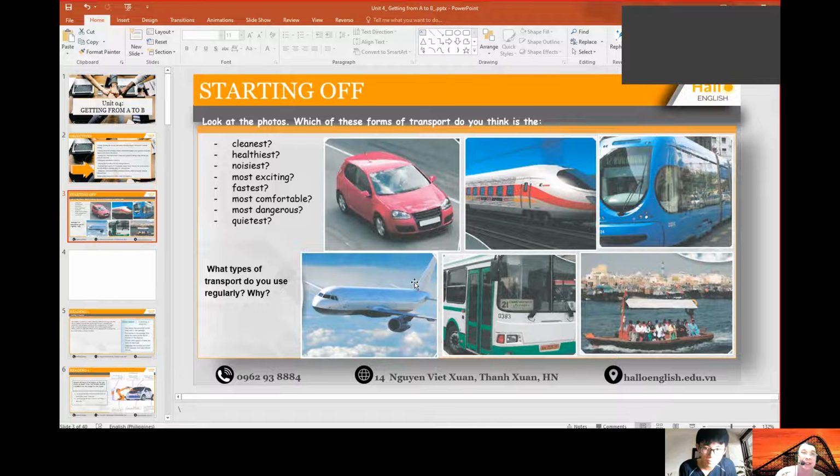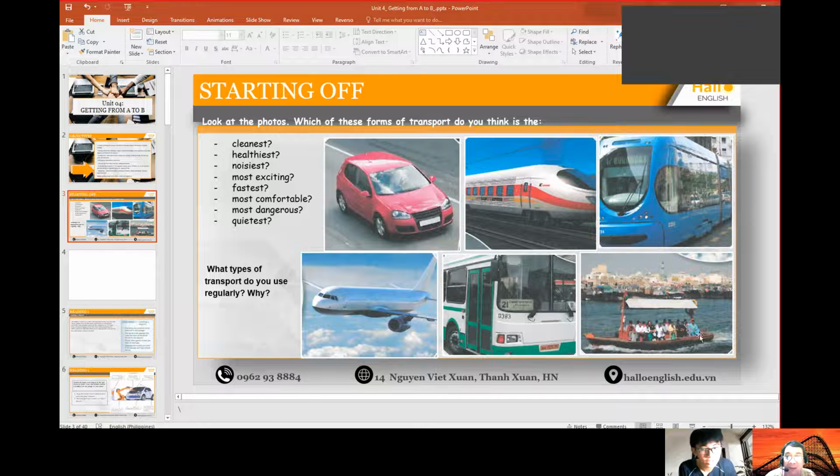To start off, look at the photos in here and decide which of these forms of transport do you think is the cleanest? Would you kindly tell which of these transport would be the cleanest one? The boat, with many people on it. So that would be the boat, the last picture, the cleanest. Yes, the last picture.